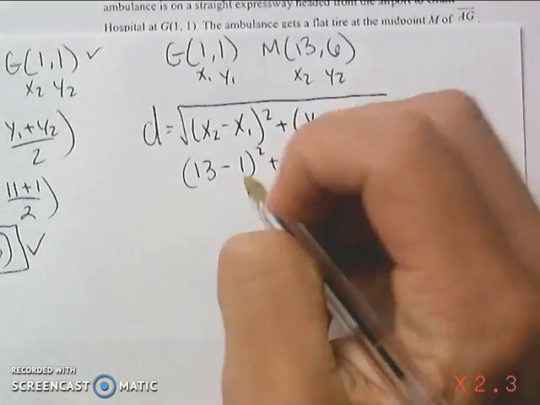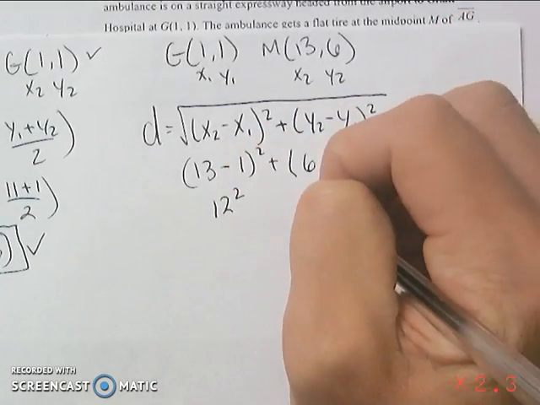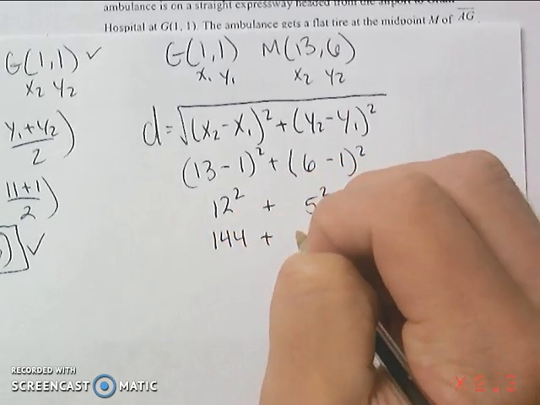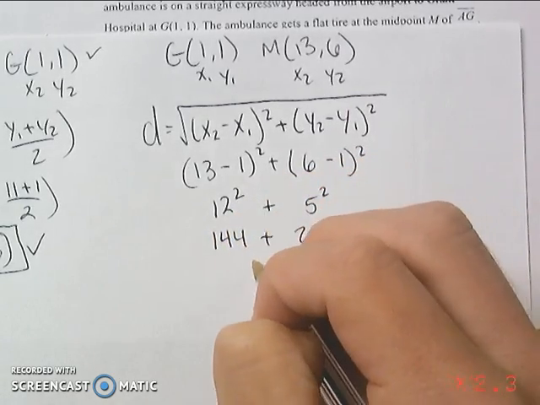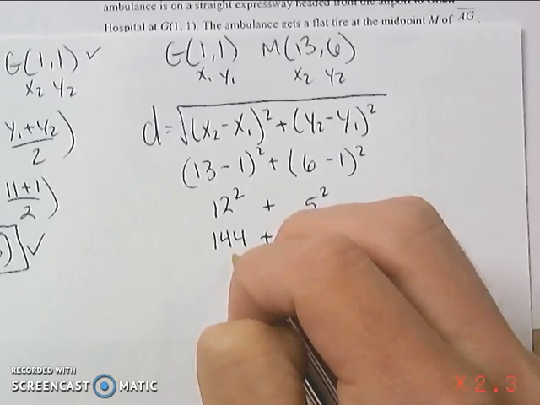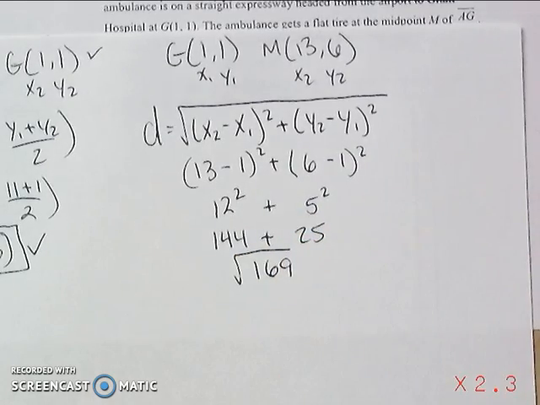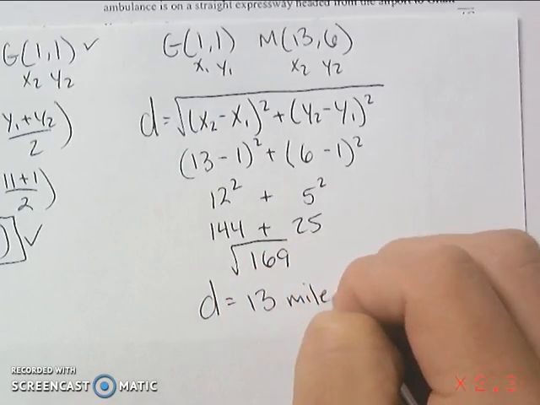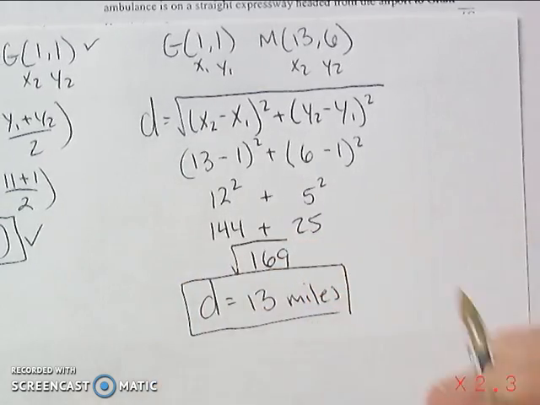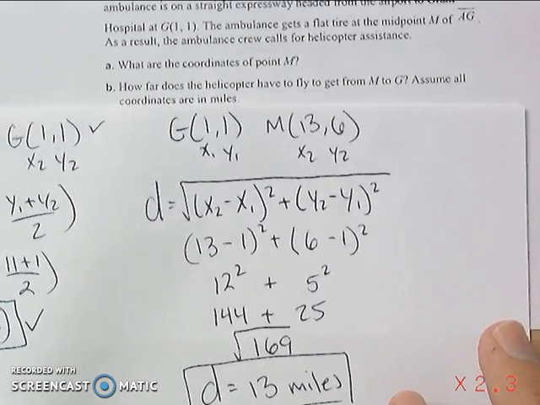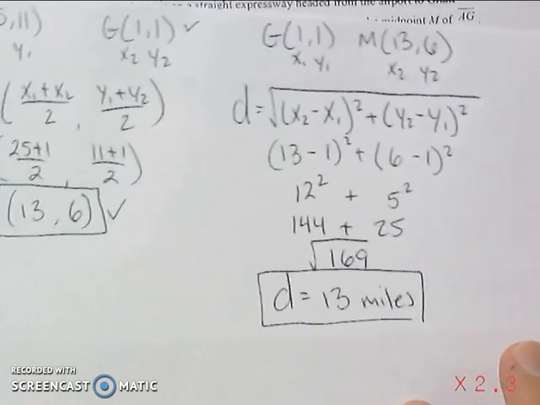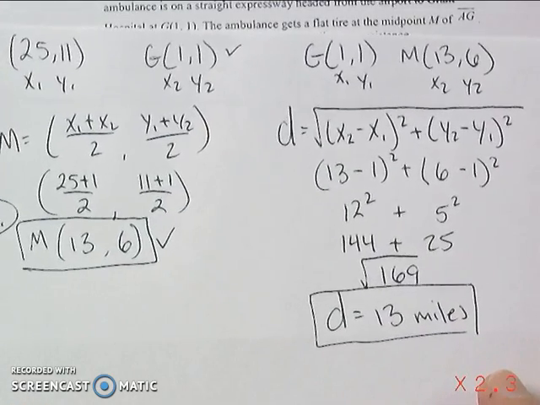So we're going to get 12 squared. Over here we're going to get 5 squared. This is 144 plus 25. Add that together, I believe we get 169, and the square root of 169 happens to be a perfect square, so the distance is 13 miles. And again, we're using miles here because it says in miles. So we always want to use our terminology when possible. Okay? And there's all of our work pretty much on there.